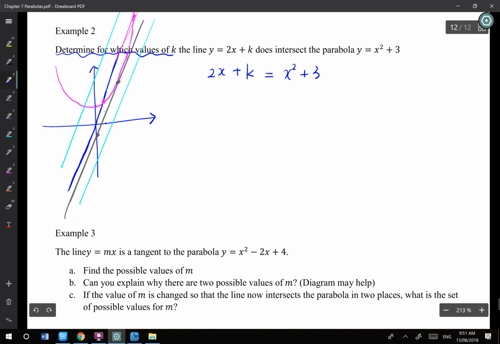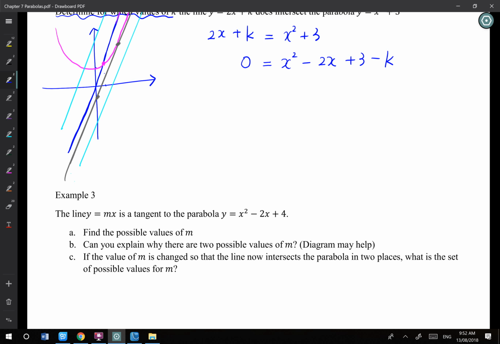Okay, I can move everything to this side. I can say this side is 0. This side is x squared minus 2x plus 3 minus k. You can move everything to one side. Well, which side will I move? I want to keep the x squared positive. I want to keep a positive x squared.